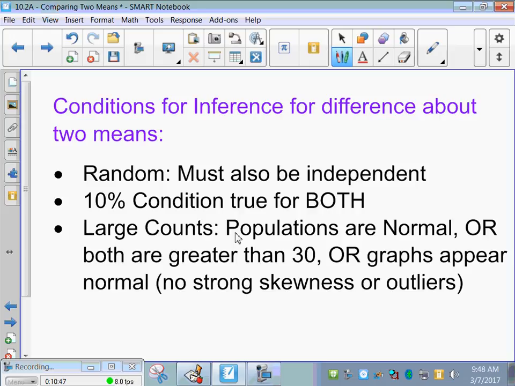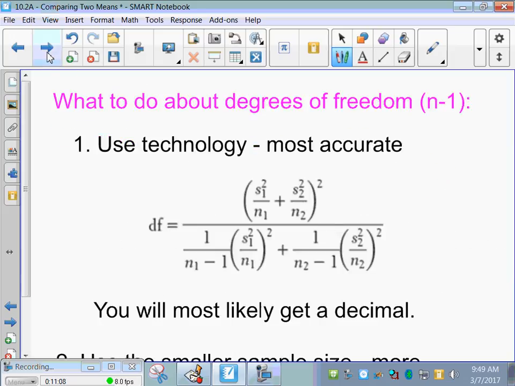All right. Same conditions for inference. Some of you are forgetting, you guys, when you're doing two, whether it's proportions or means, to also say independent random samples. And some of you are just saying independent. You still have to say random, okay? So same thing we just talked about. Probably don't need to write all those down.